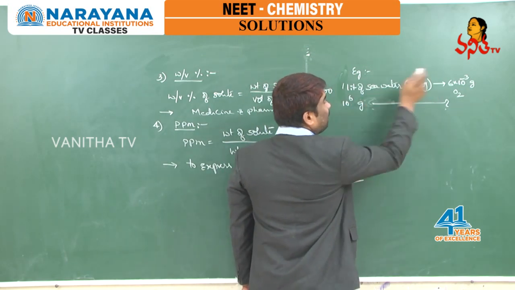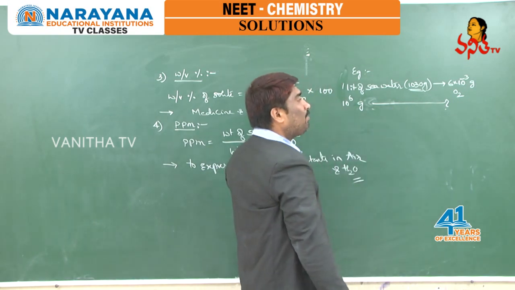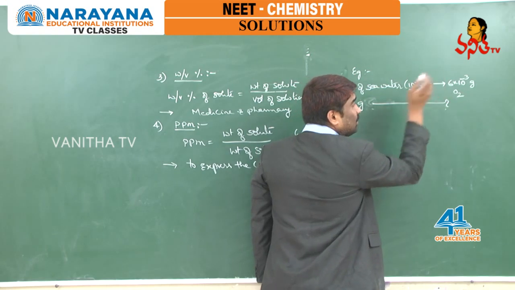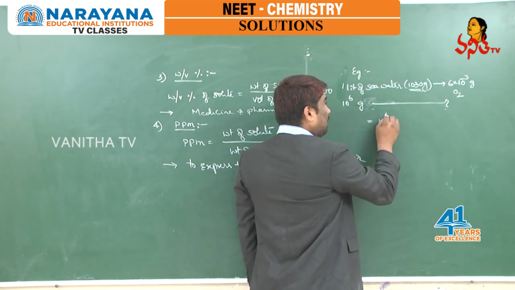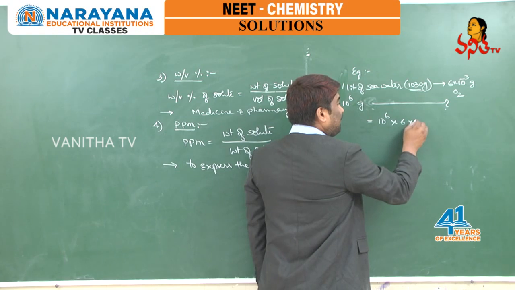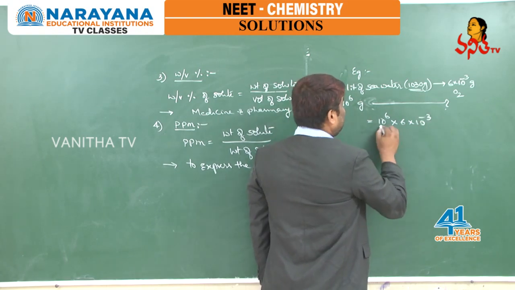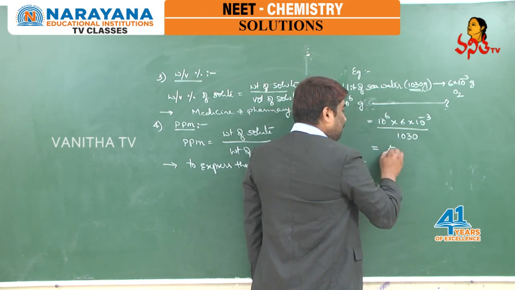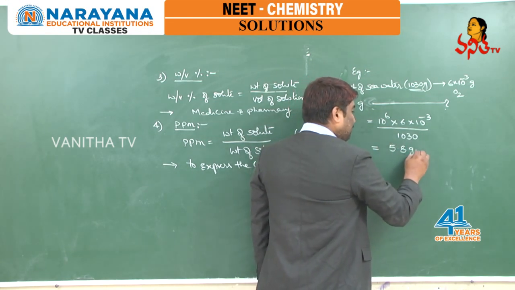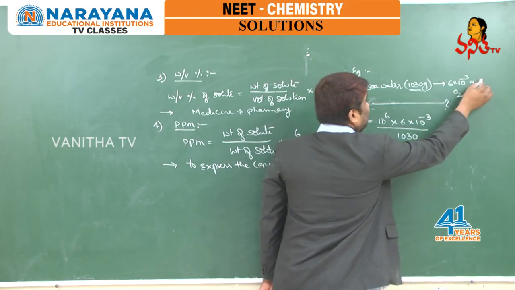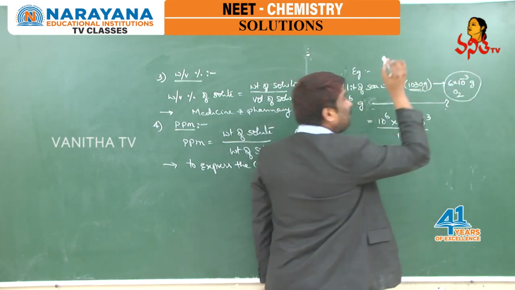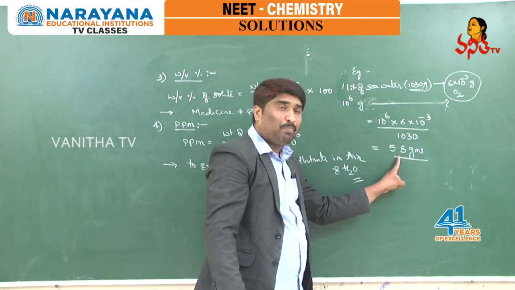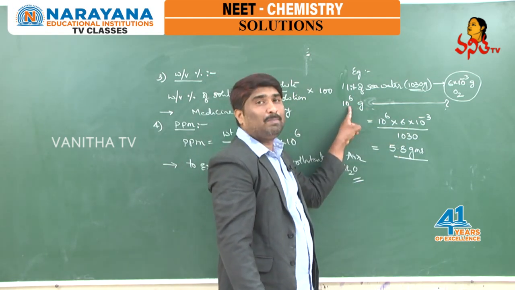1030 grams of seawater contains 6 × 10^-3 grams of dissolved oxygen. Then 10^6 grams of seawater contains how much oxygen? That is 10^6 × 6 × 10^-3 / 1030. If you calculate it, you get 5.8 grams. Previously, this value was very small, 6 × 10^-3 grams, when expressed per liter. Now it became 5.8 grams when expressed per 10^6 grams.